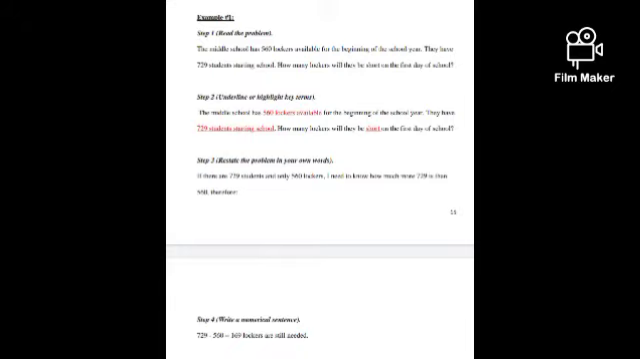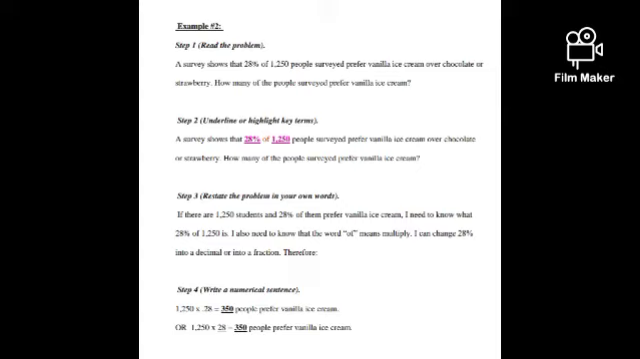Another example of using the paraphrasing strategy is shown in example 2. For step 1, the student will read the given problem, and the problem reads, a survey shows that 28% of 1,250 people surveyed prefer vanilla ice cream over chocolate or strawberry. How many of the people surveyed prefer vanilla ice cream? And step 2, the student should underline or highlight key terms. In the given problem, the key terms written in red to highlight them are 28% of 1,250.